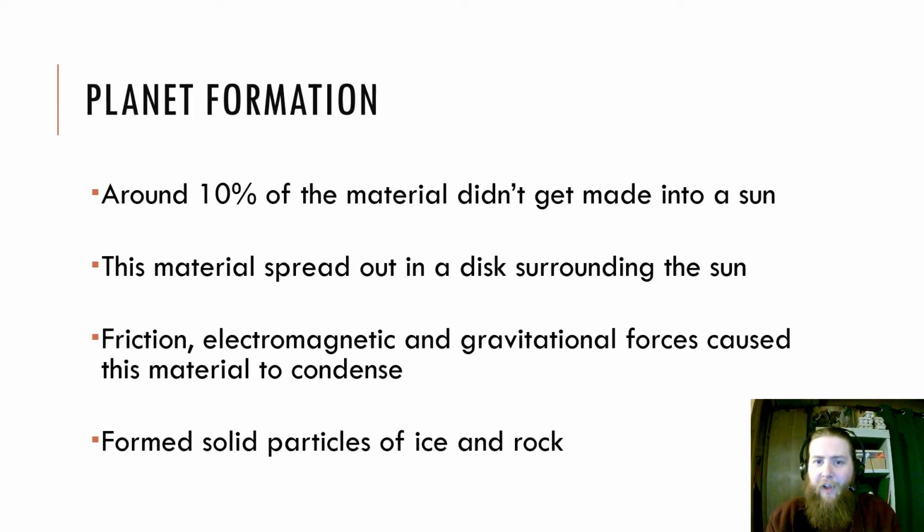So now that we have the sun, we have the other 10% of the material that was in that accretion disk, that disk of gas and clouds and dust. This material started to condense due to friction, and due to electromagnetic forces, like positive and negative charges being pulled together, and gravity pulled all of this together to form solid chunks of ice and rock.